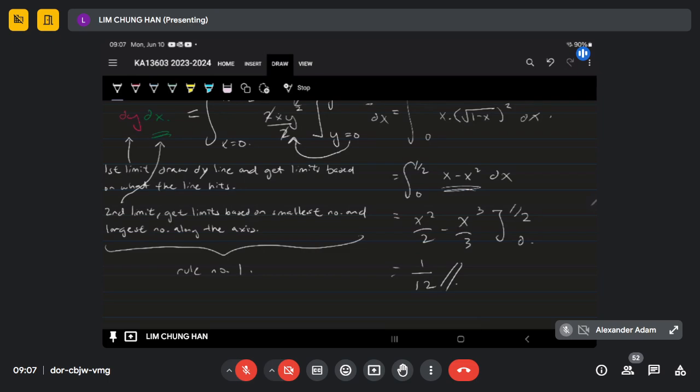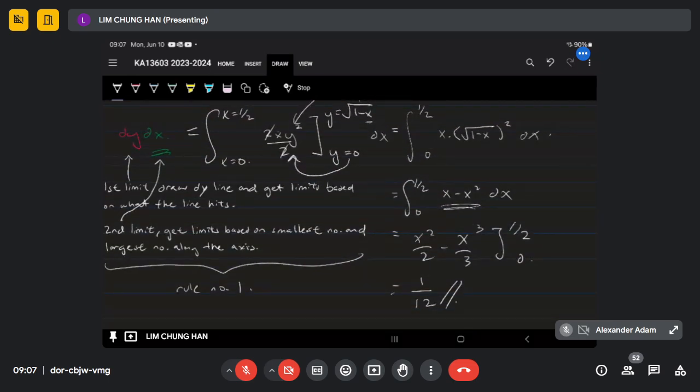Okay, this one I found the answer is 1/12. You do this later on your own. Make sure you can get 1/12 for the final answer. Okay, let's go through one more example.